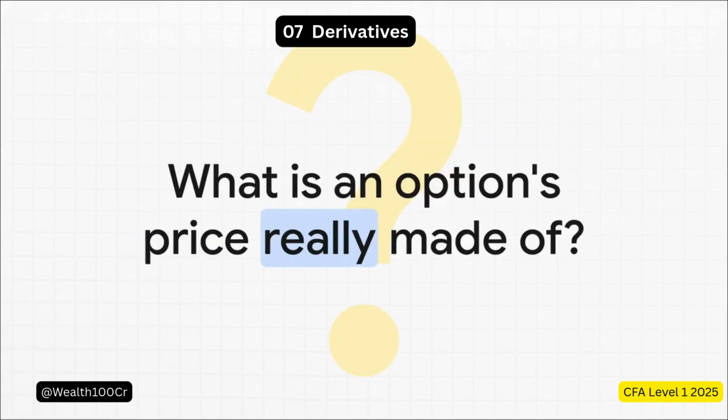So, let's start with a simple question. When you look at the price of an option, what is actually inside that price? What are the ingredients? You see, just like when you buy a samosa, you're paying for the potato, the flour, the spices. So, what are you paying for in an option?